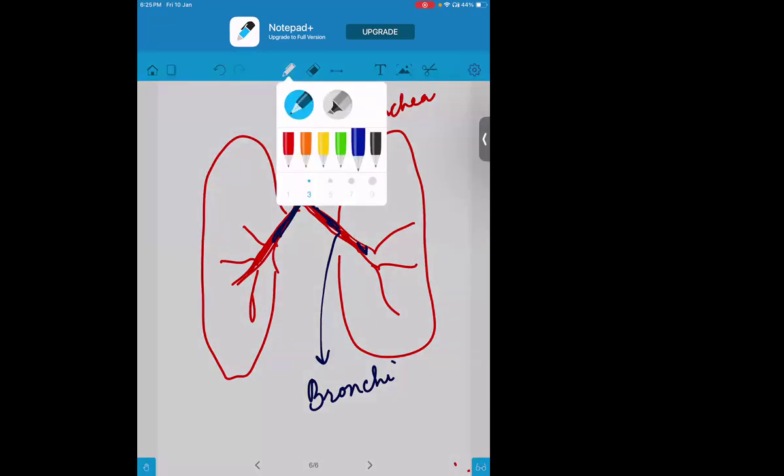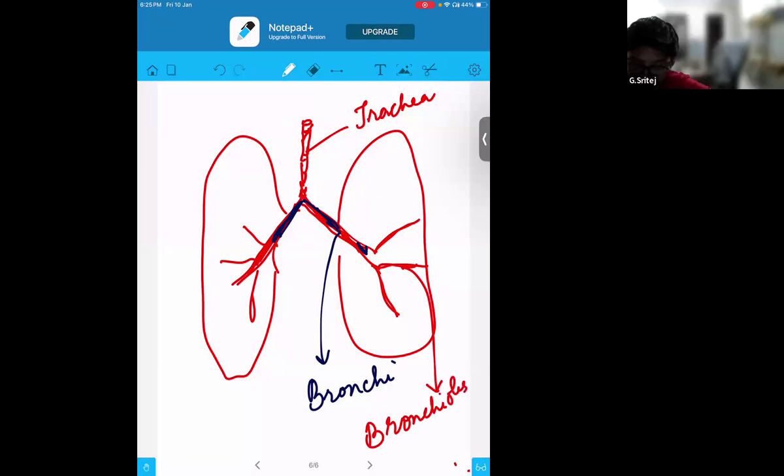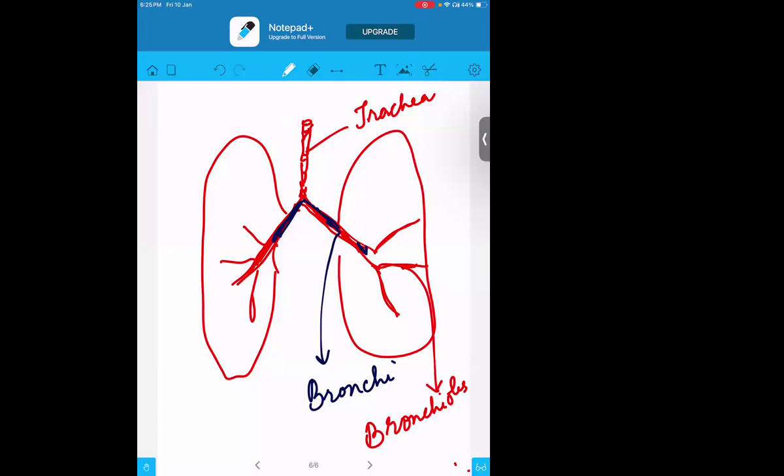Now, these bronchi also have other divisions, small tube-like structures, which are called bronchioles. Okay. Ma'am, both the bronchi together are called bronchus, right? Yes, both bronchi, left and right, together are called a bronchus. And these bronchi will have many other smaller tubes, which we call the bronchioles.